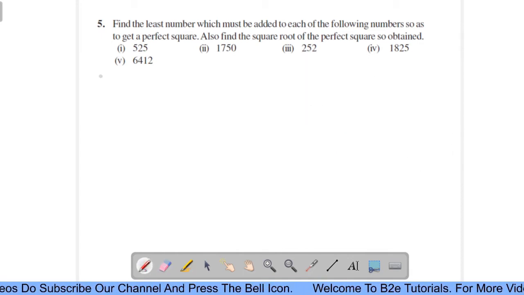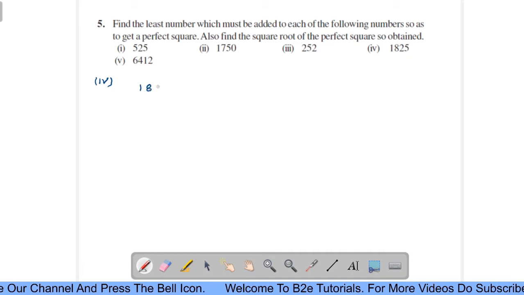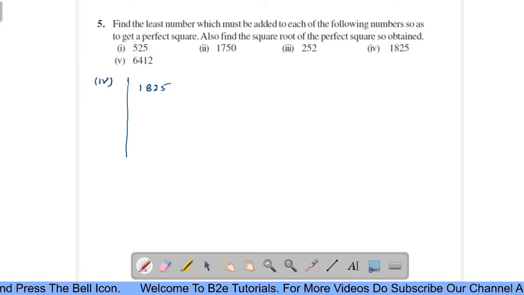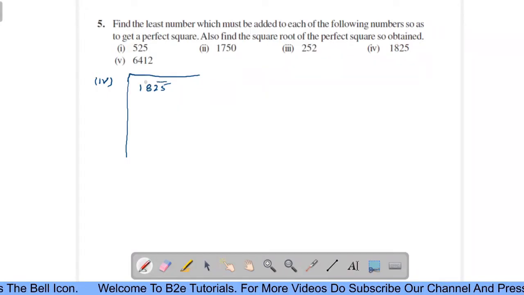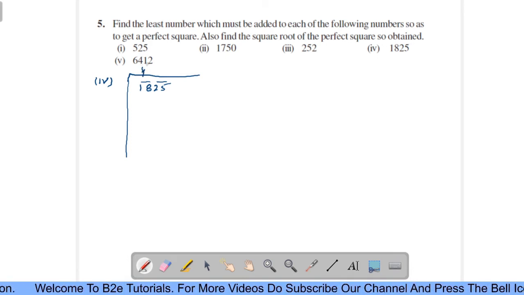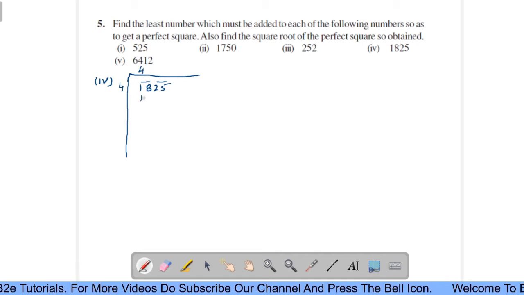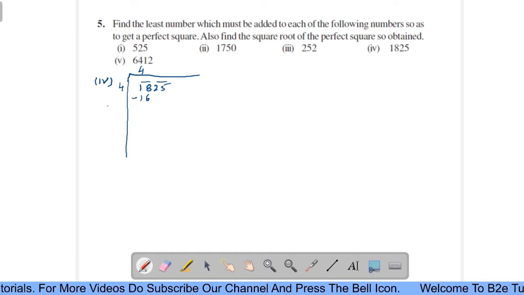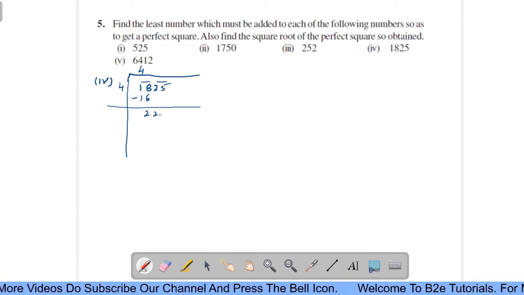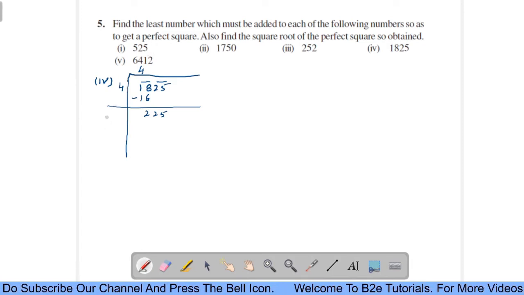Now come to fourth part. It is 1825. Find out square root by long division method. Take pairs from right hand side. Now how many times it will go? 4 times. 4 4 is 16. Subtract it. 8 minus 6, it is 2. Bring the second pair, that is 25. The number becomes 225. Now 4 plus 4, it is 8.